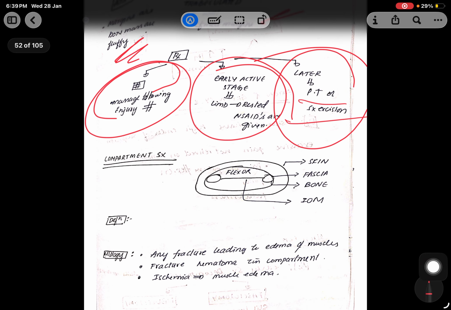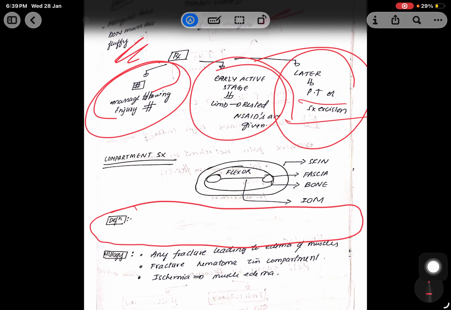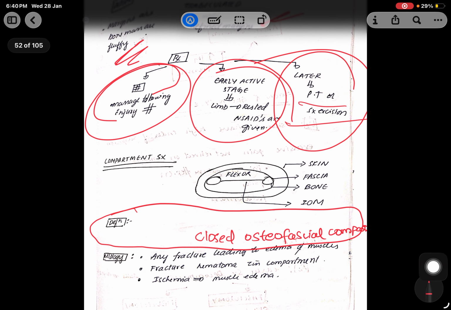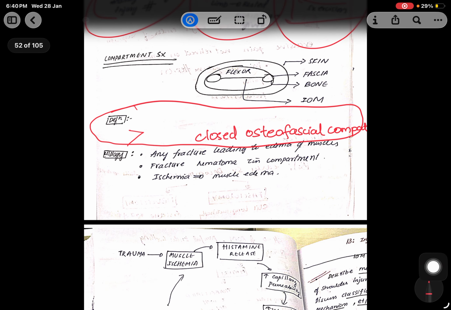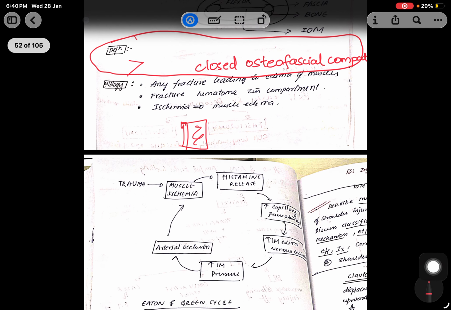Compartment syndrome: I have not written the definition part, I'm sorry, you can just go and write that. But one thing which I still remember is, in a closed osteofascial compartment, that is one thing you should know. Make sure you draw the diagram, and it should be more than 7 to 10 millimeter mercury of separation. Again, where is it more common? Lower limb, tibia and fibula. That's where compartment syndrome is more commonly seen.